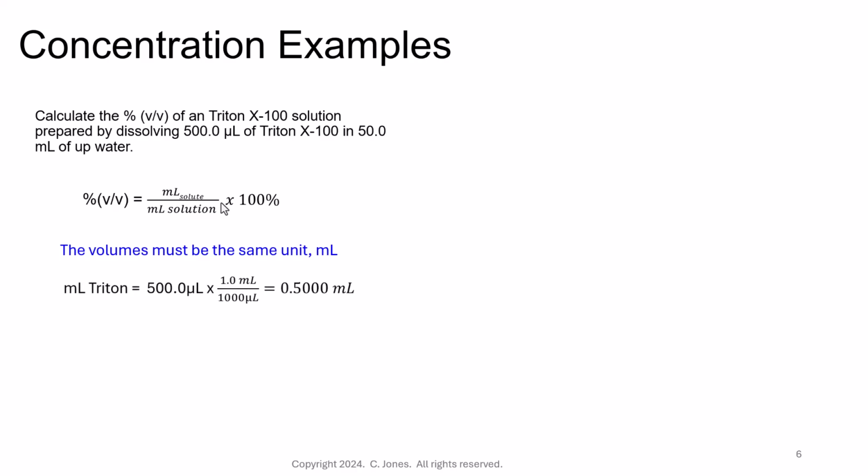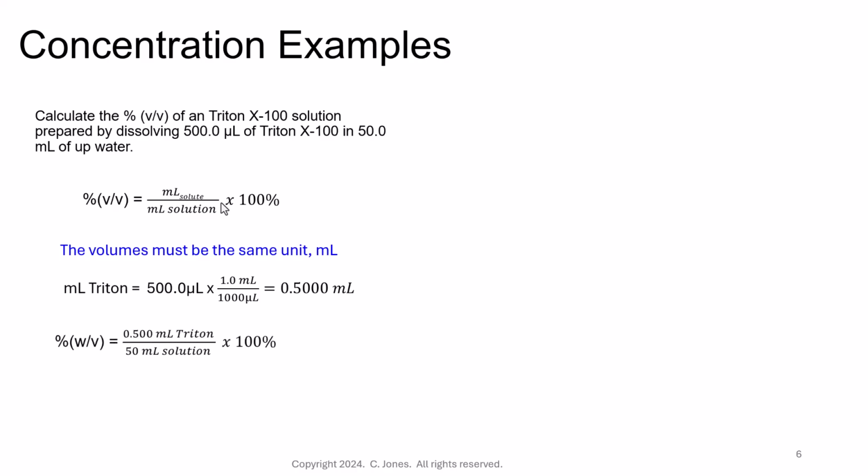So the mils of Triton X100, we do our conversion, and it turns out to be 0.5000 mils. And again, your calculator will probably drop the zeros to save memory space, but you need to remember this when you report out your final answer.